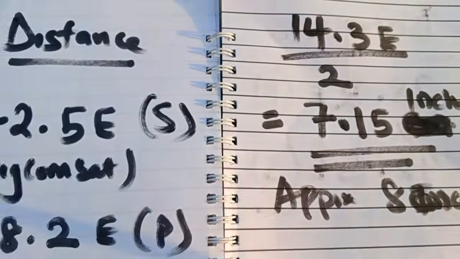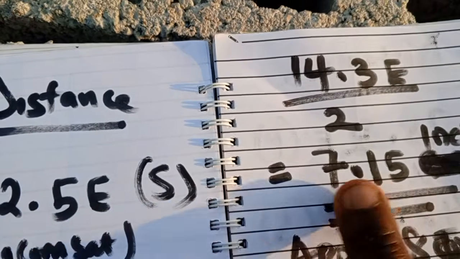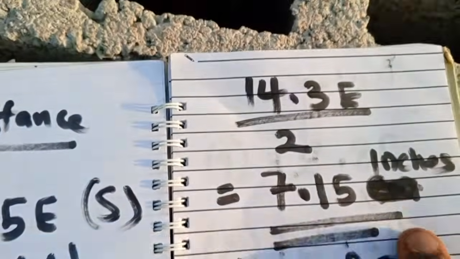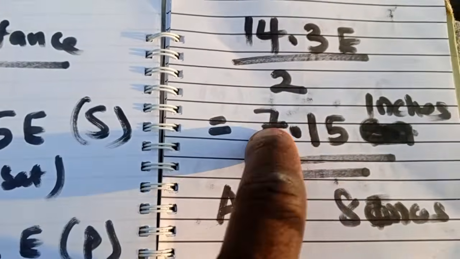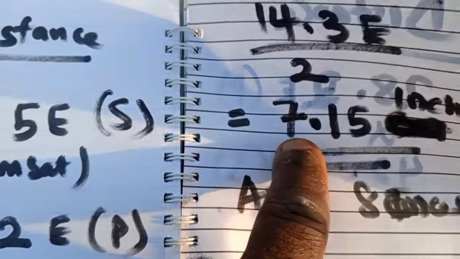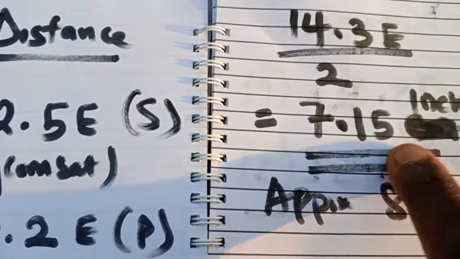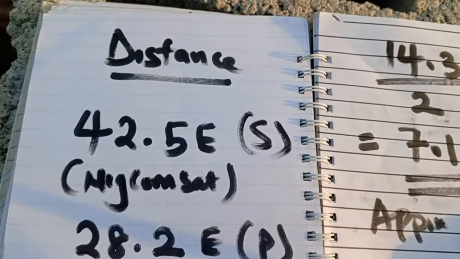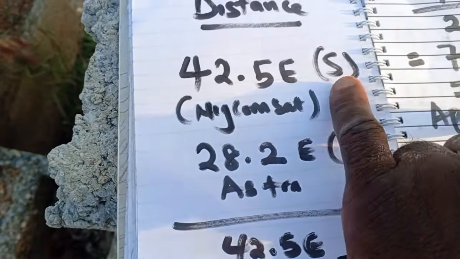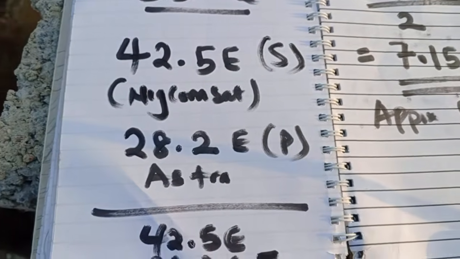So what will confuse you is why I have 7.15 and I have 8 inches. Depending on this size, you maneuver in between this and this, you get it. In between 7.15 and 8, you get the signal when you are attaching 42.5E to 28.2E primary. So we continue in our tracking.